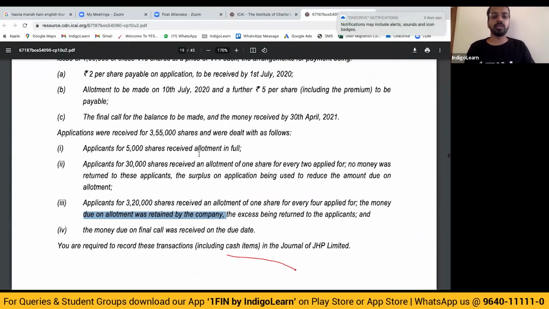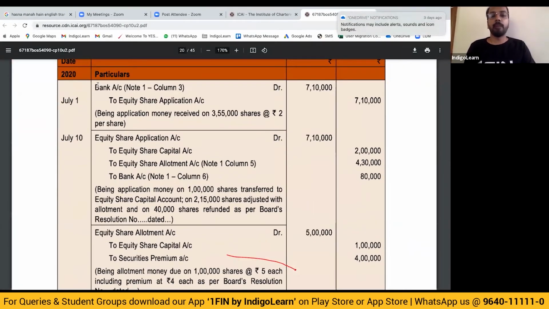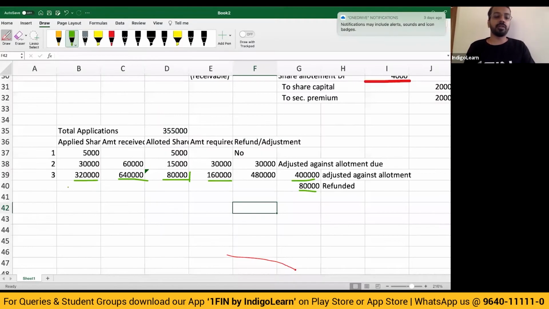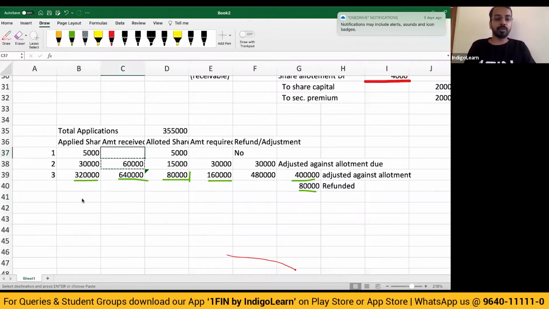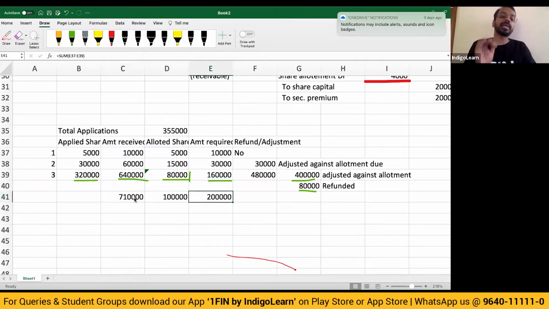So I'll just run you through the entries. First, bank account to equity share application 7,10,000. This is straightforward because it comes from here, whatever amount you have received, 7,10,000. Then, how many shares have we allotted? 1 lakh shares. And for these 1 lakh shares, how much amount is needed? 2 lakhs amount is needed.